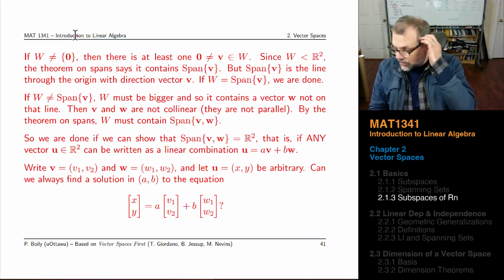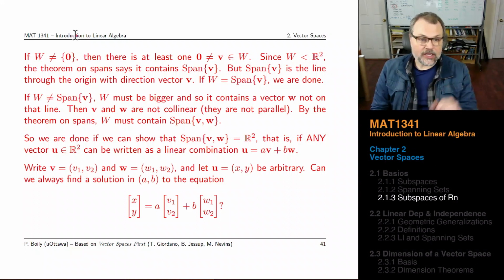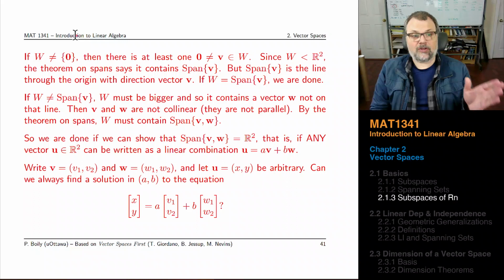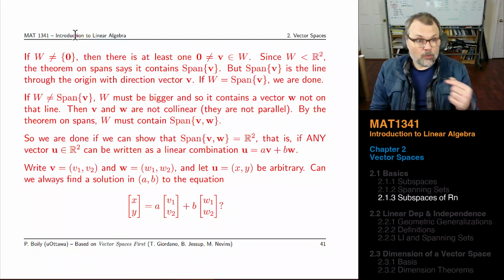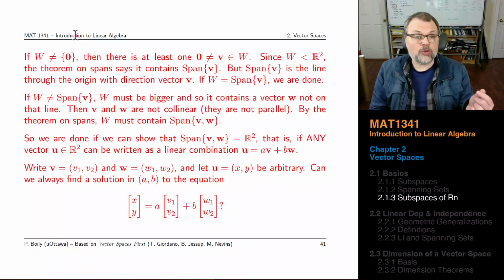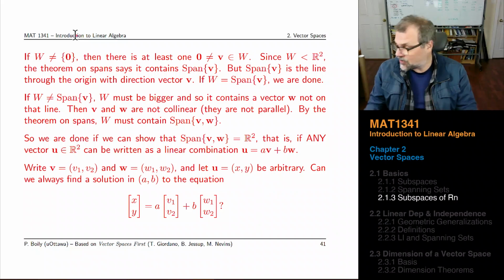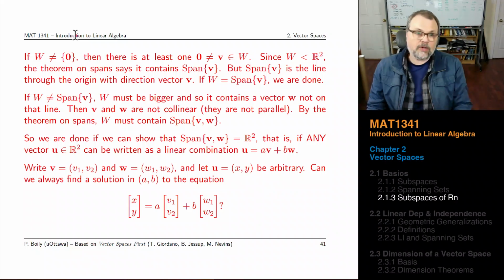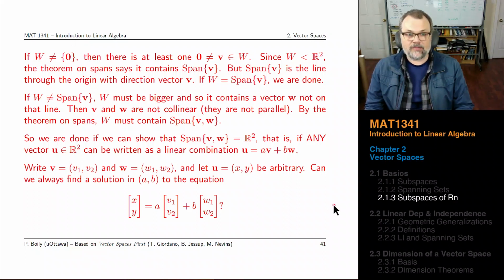All right, so we're going to write that out explicitly. V is going to be the vector V1, V2. I write it here as a row, but it could also be written as a column. W is the vector W1, W2, and U is going to be the vector X, Y. That's the arbitrary one. What we need to show is that we can always find a solution in the unknowns A and B. So we can always find a coefficient A and a coefficient B so that U is equal to A times V plus B times W. So can we always find the solution in the unknowns A, B? Can we always find the coefficients A, B?